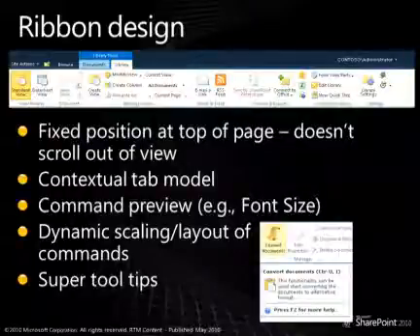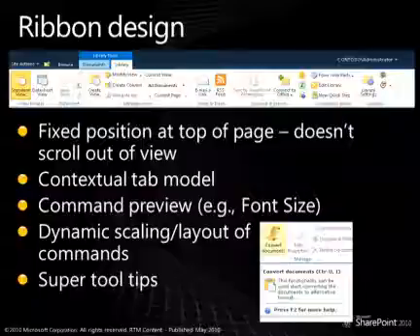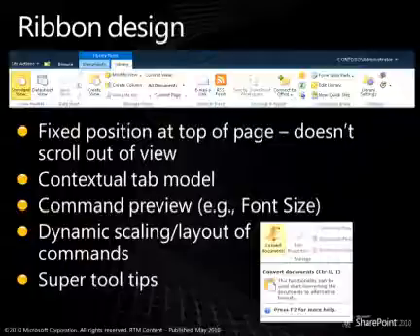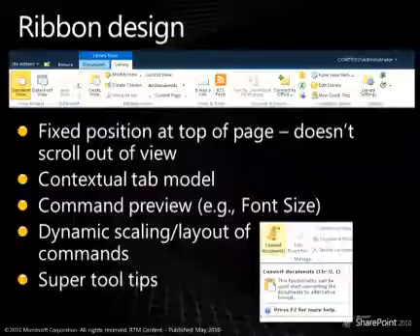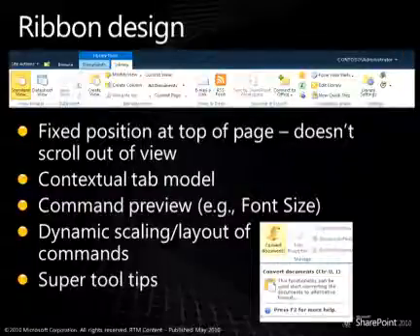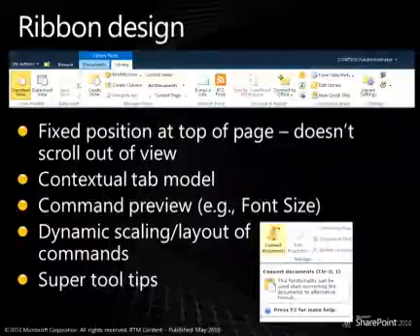Ribbon is designed in a way that, especially when we use out-of-the-box master pages, it's always rendered on the top of the page, and it doesn't scroll out of the view. This way the end users can always locate the available functionalities easily from one consistent location. Ribbon provides a contextual tab model, which means that it only shows relevant actions for the users depending on the context.